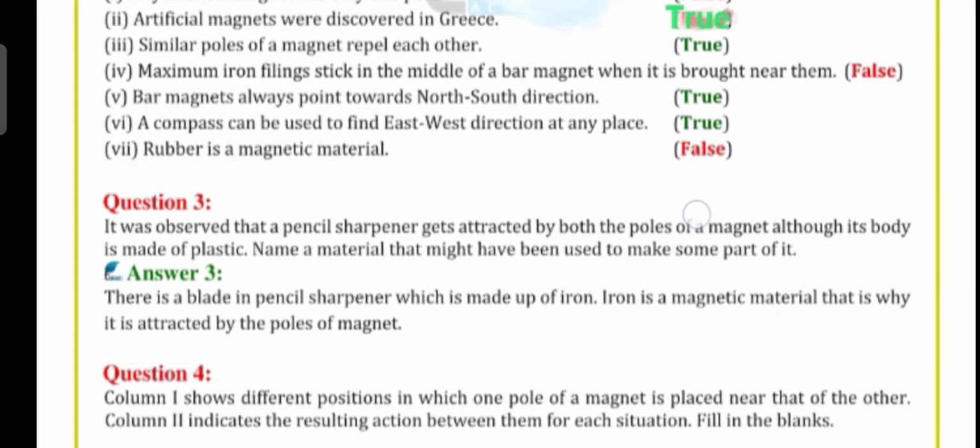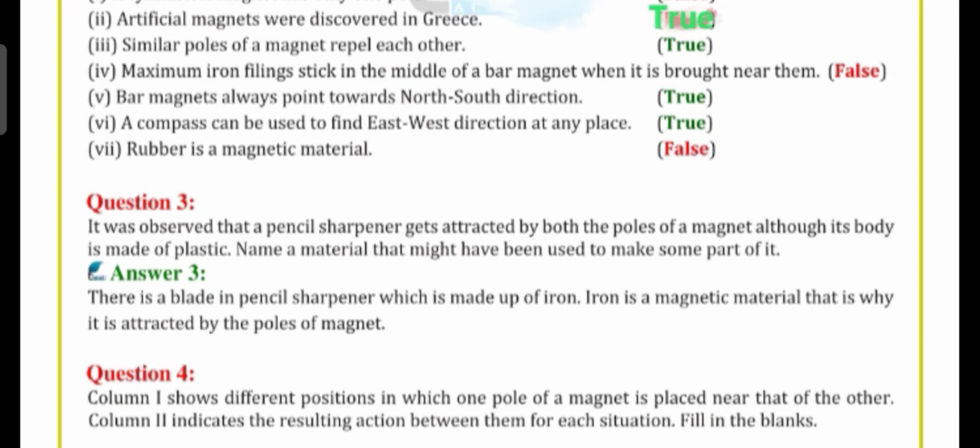Read it out, the third question. It was observed that a pencil sharpener gets attracted by both the poles of a magnet, although its body is made up of plastic. Name the material that might have been used to make some part of it.